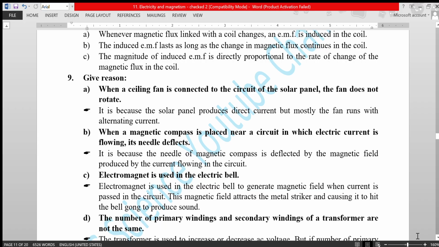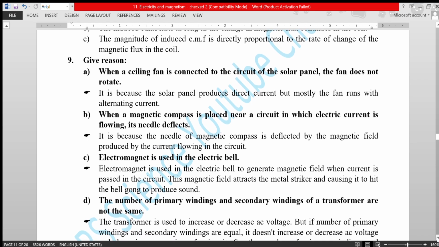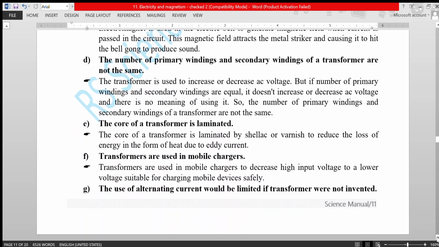The numbers of primary winding and secondary winding of a transformer are never made equal. It's because a transformer is used to increase or decrease AC voltage, but if the numbers of primary and secondary windings are equal, it doesn't increase or decrease AC voltage, and there is no meaning of using it. So the numbers of primary and secondary windings of a transformer are never made equal.